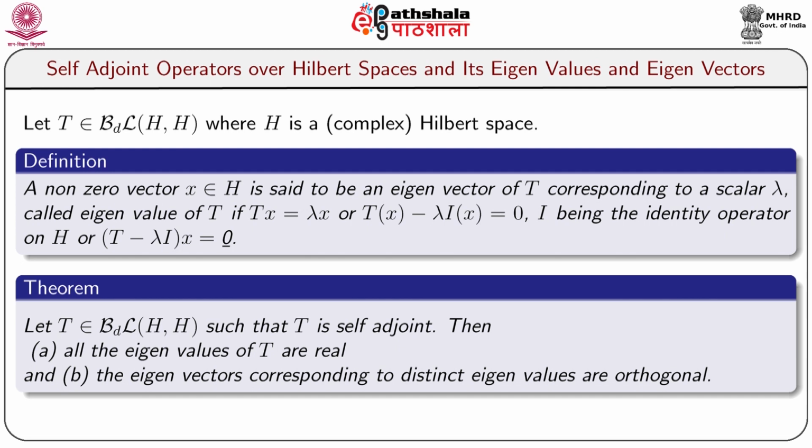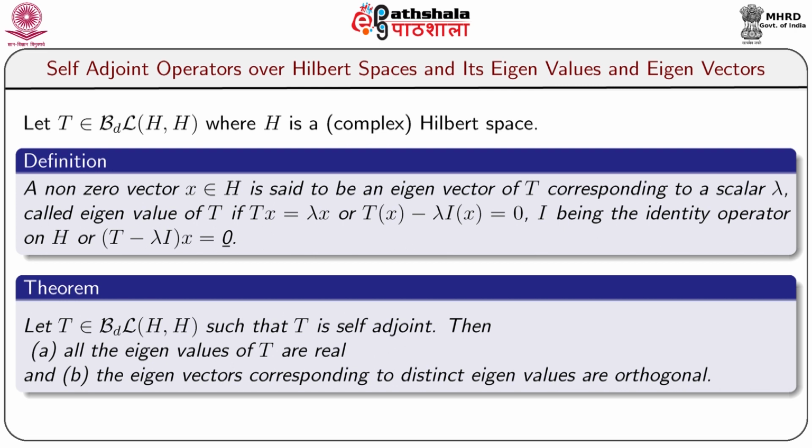Up to this, in module 2 of chapter 10 we have discussed self-adjoint operators. We have also discussed some basic properties of self-adjoint operators. Now we are going to discuss eigenvalues and eigenvectors of adjoint operators and self-adjoint operators over a Hilbert space. We are now going to discuss eigenvalues and eigenvectors of self-adjoint operators.